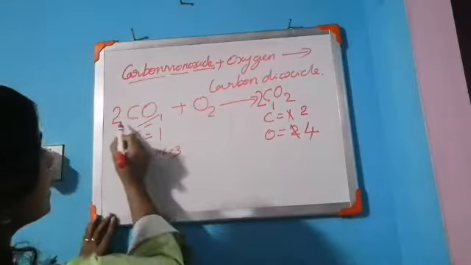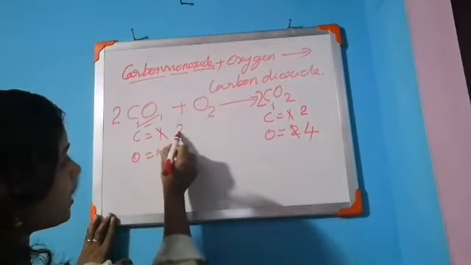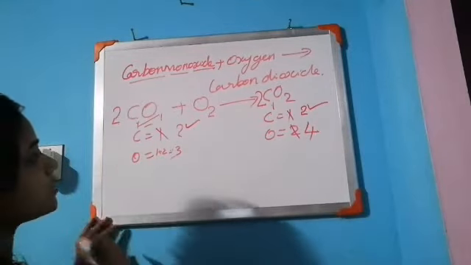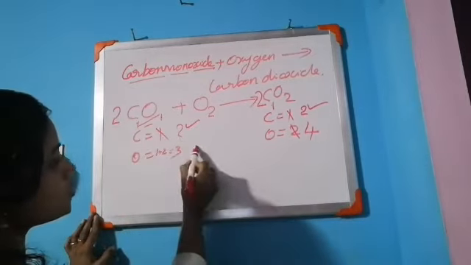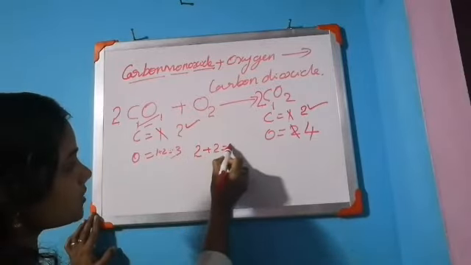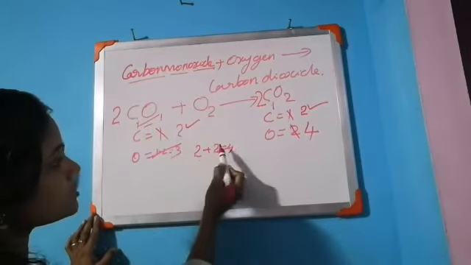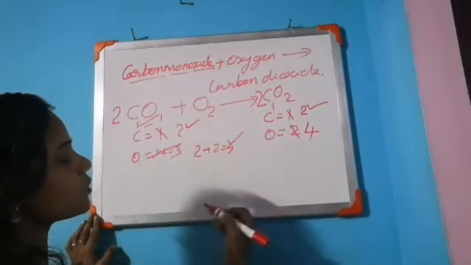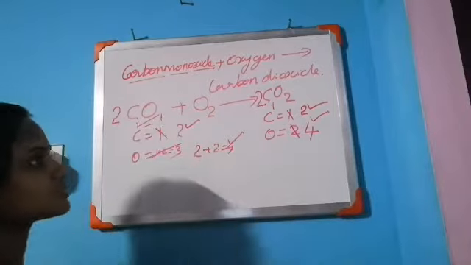Now we can check how many carbon. 1 2s are 2. So now carbons are the same. Next we can check oxygen. Now 1 2s are 2 plus these 2 oxygen, that is 2 plus 2, so 4. Reactant side 4, product side also 4. Now this equation is balanced.